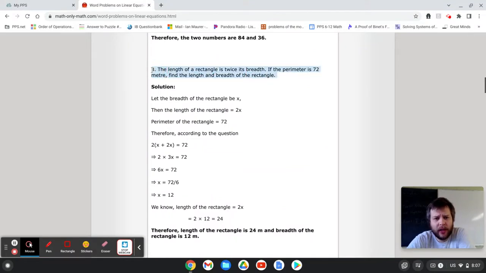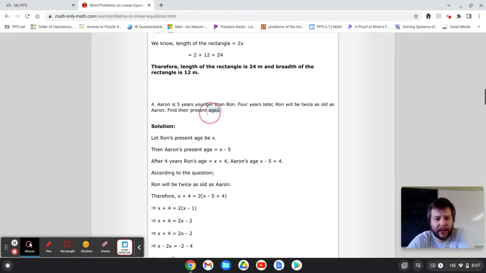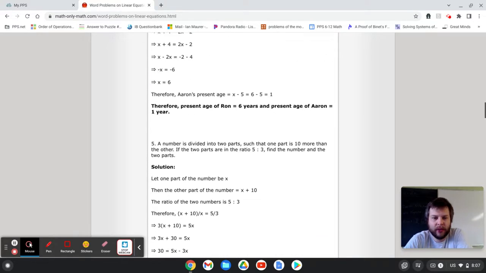We got something about a rectangle. Maybe you could use that if you were talking about something that involves shapes. Here we have the ages of two different people. I'm sure you could use something like that. Aaron is 5 years younger than Ron. 4 years later, Ron will be twice as old as Aaron. You could change the ages here to the prices of things and say one thing is $5 cheaper than another thing, and if the price goes up by $4 because of inflation, then the other thing will be twice the first thing. So you can change these word problems to work.